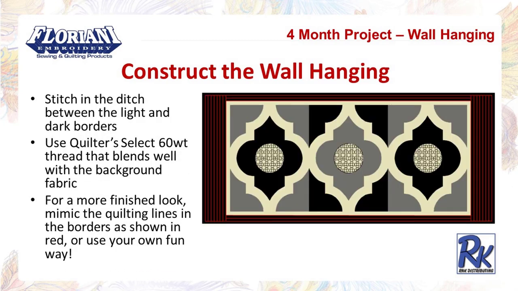To finish up our quilt, you'll want to stitch in the ditch between the light and the dark borders, and we recommend that you use Quilter Select 60 weight thread that blends well with the background fabric. And for a more finished look, you might want to mimic the quilting lines in the borders as shown here in red, or you can use your own fun way to quilt the borders.